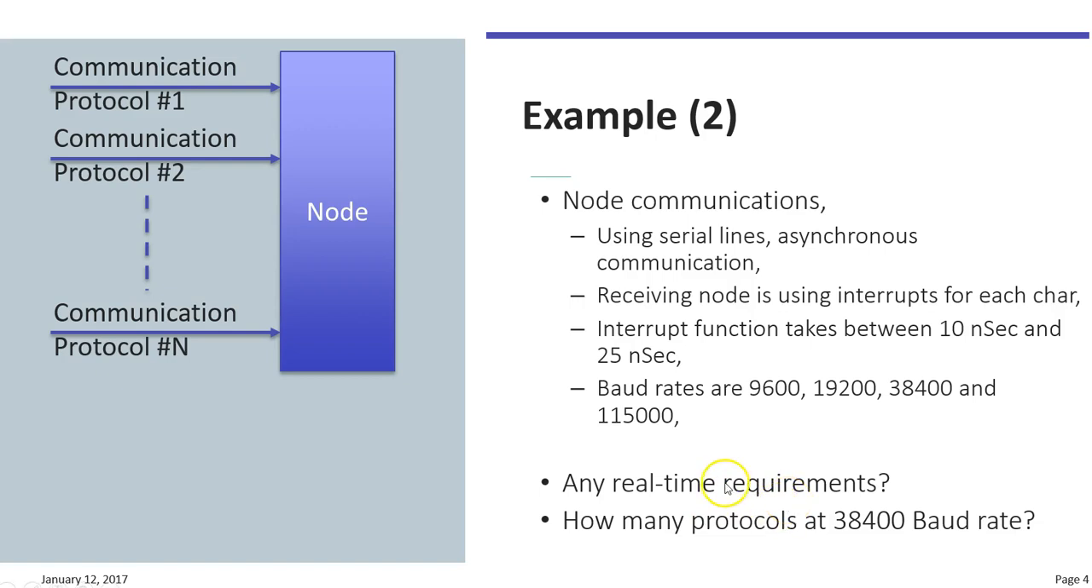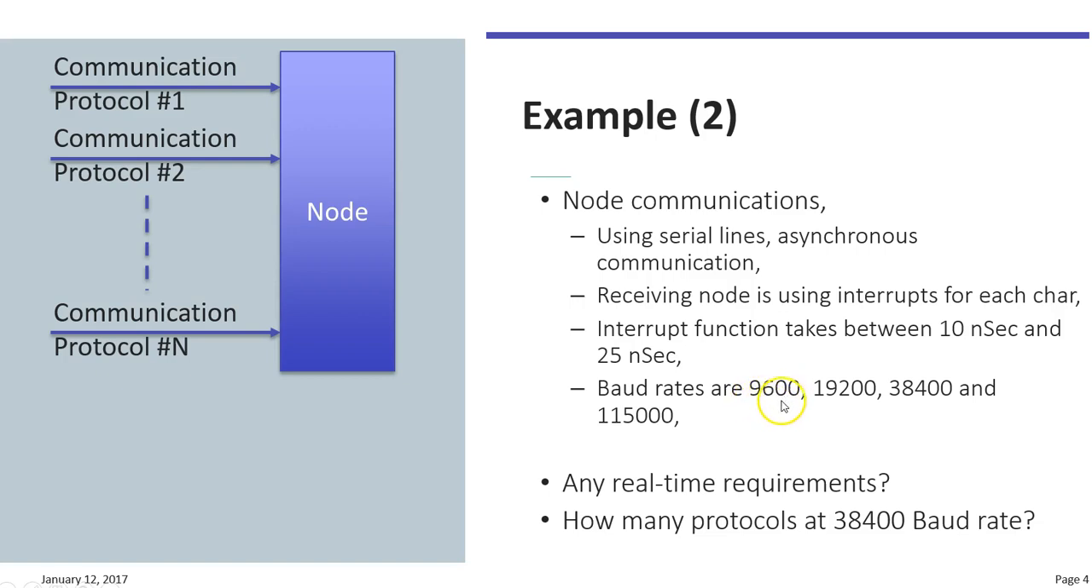If our system is not handling the receive of each character, we will lose characters, we will lose information. So we have real-time requirements. 9600 baud means that we receive 9600 bits per second, and that's about 960 characters. This asynchronous communication has a start bit and a stop bit and some parity bits in addition to the 8 data bits. So, to simplify, we say 10 bits per character.